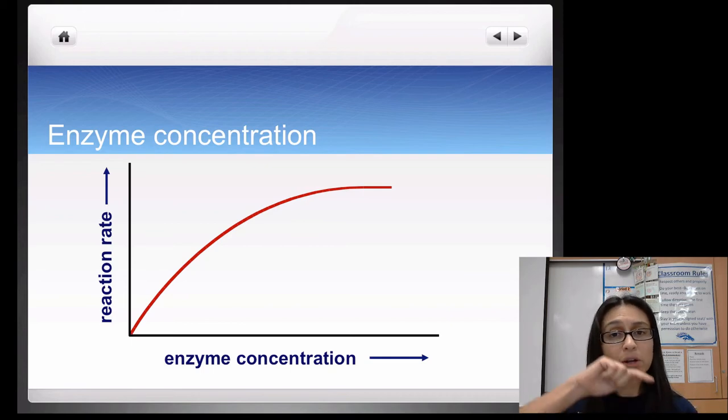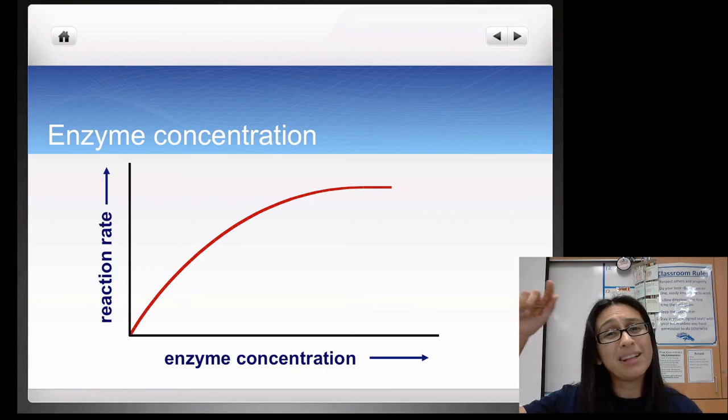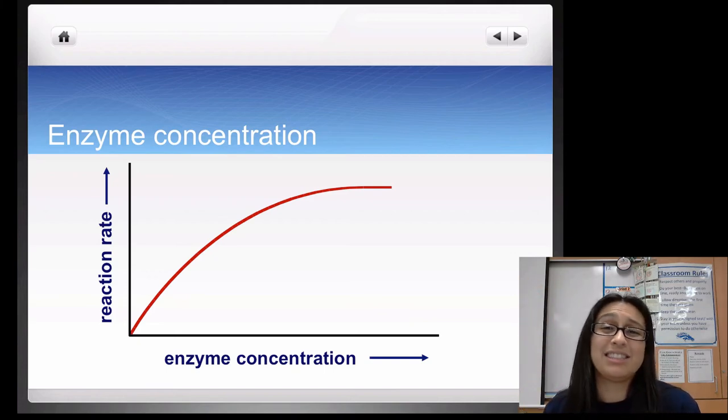So we see our curve go up and then level off. We can make more and more product, but eventually we get to the point where the substrate becomes a limiting factor. There's just not enough substrate for the additional enzymes, and you're not going to make any more product at that point.